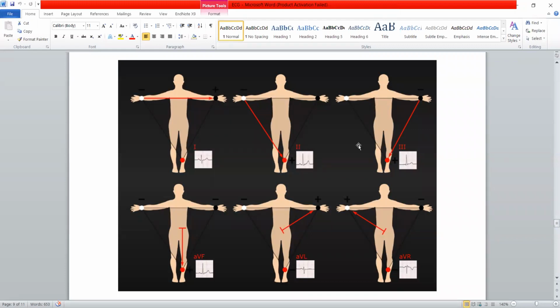Now, you know that lead 2 and lead 3 have a positive terminal on the left foot. So which surface? Yes, the inferior surface. They are looking at the inferior surface of the heart, lead 2 and lead 3. So if there is any change in lead 2 and lead 3, then you can say that the inferior wall of the heart is involved. Is that right? Is everyone clear about it?